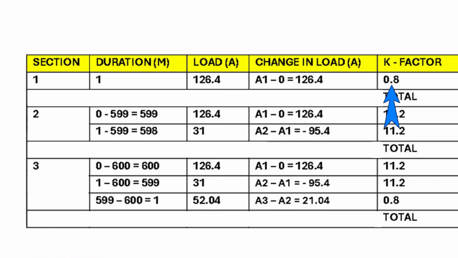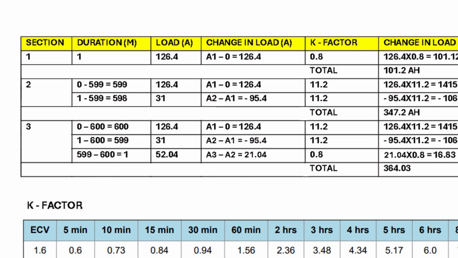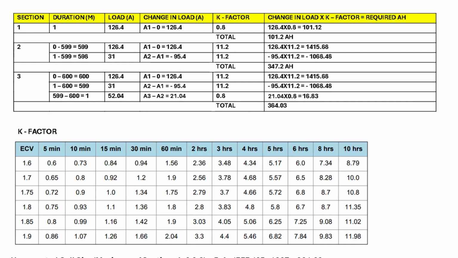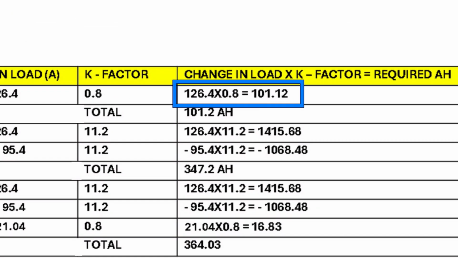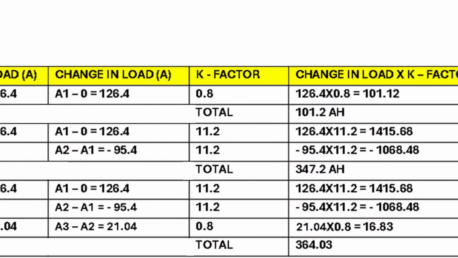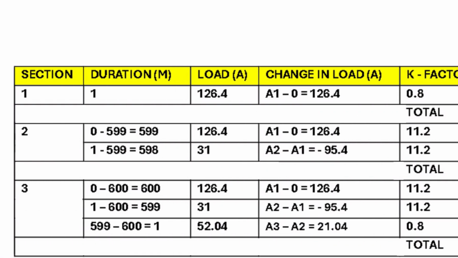Now we will come to the K-factor table provided by the manufacturer. Here it is mentioned that if the N cell voltage is 1.85 and the battery discharges within 5 minutes, then the K-factor will be 0.8. So we will multiply this change in load with that K-factor, and we will get the ampere-hour capacity of the battery required for this 1 minute duration only.